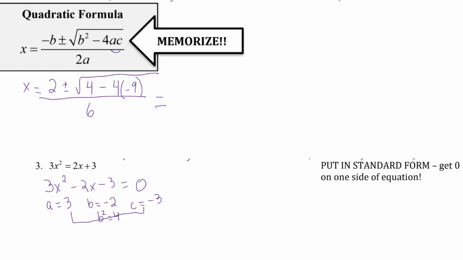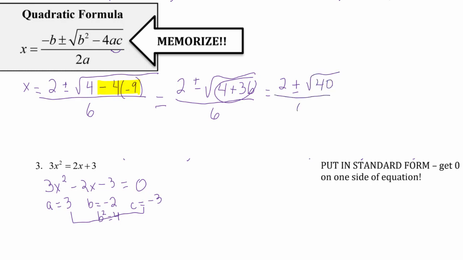Now, we're going to simplify the radicand next. So that means we're going to do this multiplication right here, the negative 4 times the negative 9 next. And so that's going to give us a 36. So we put a positive 4 plus 36 under the square root. That's our radicand, all over 6. And then go ahead and add together the 4 and the 36. So we get 2 plus or minus square root of 40 all over 6.